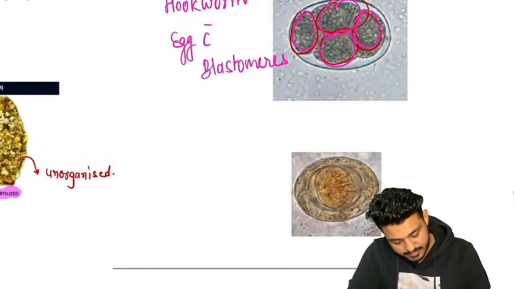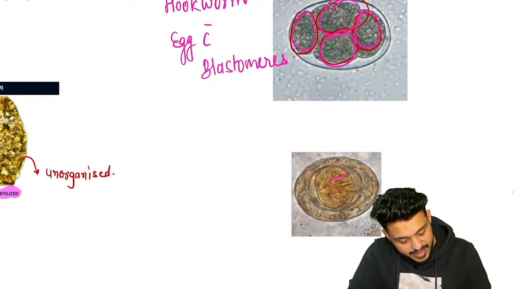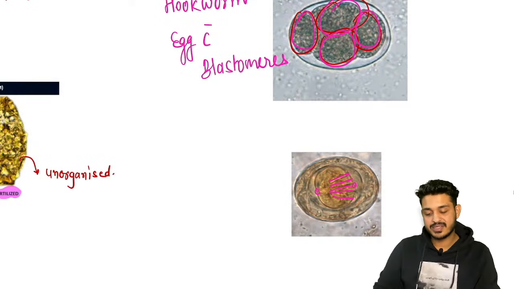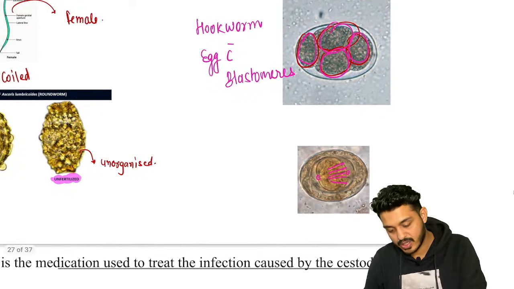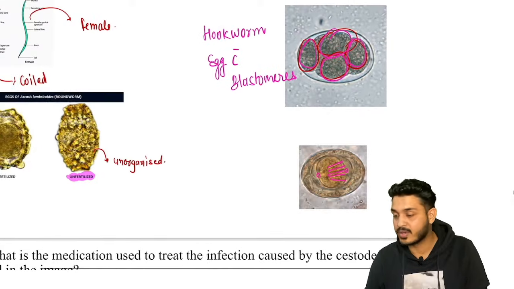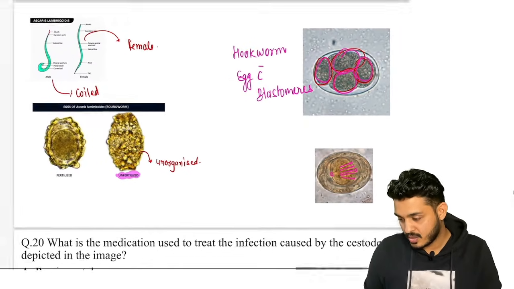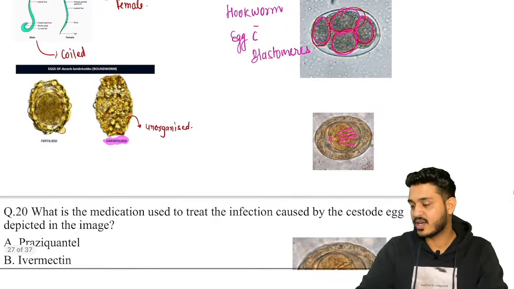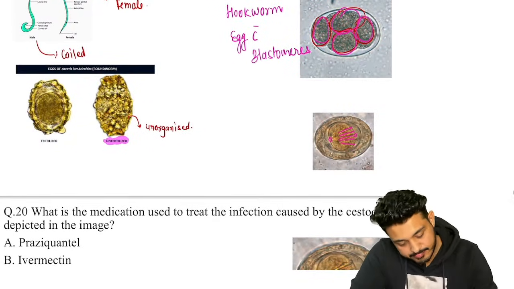And lastly, this is the egg of what? These are the central hooklets with polar filaments. These are the polar filaments that you can appreciate. So what is going to be your answer? This is going to be the egg of H. nana.